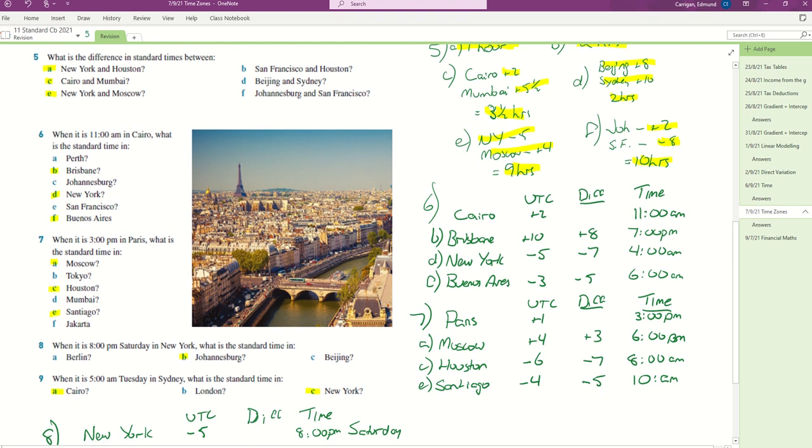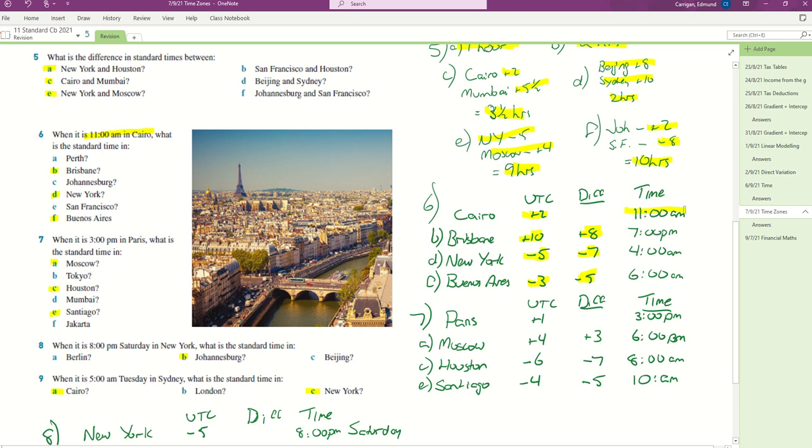In question 6, we're given a time of 11 a.m. in Cairo. What is the standard time in Brisbane? So Cairo +2, Brisbane +10. For D, New York -5, Buenos Aires -3. Just looking at that difference between Cairo +2 and Brisbane +10, going to Brisbane, we've got 8 hours, +8. New York is -5, behind. Cairo's 2 hours ahead. Difference is -7. Buenos Aires is -3, behind. Cairo is 2 ahead. Buenos Aires is 5 hours behind Cairo.